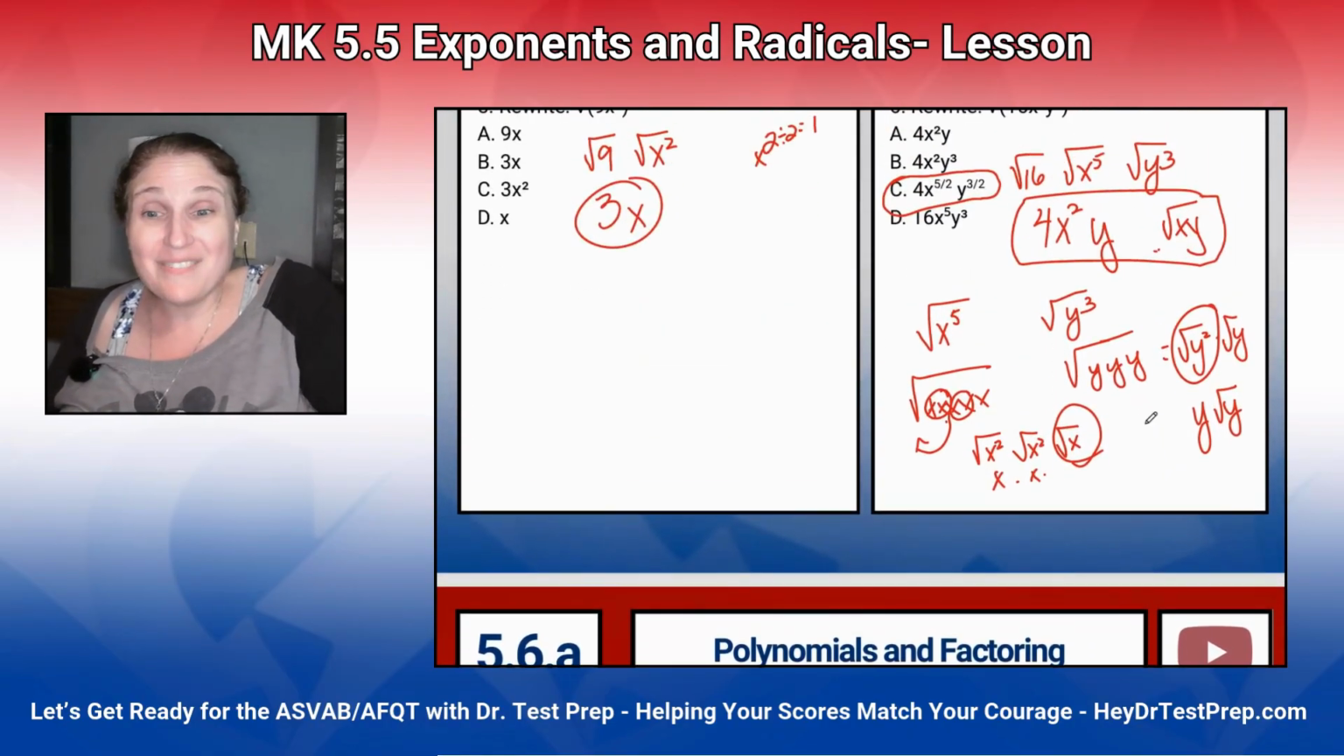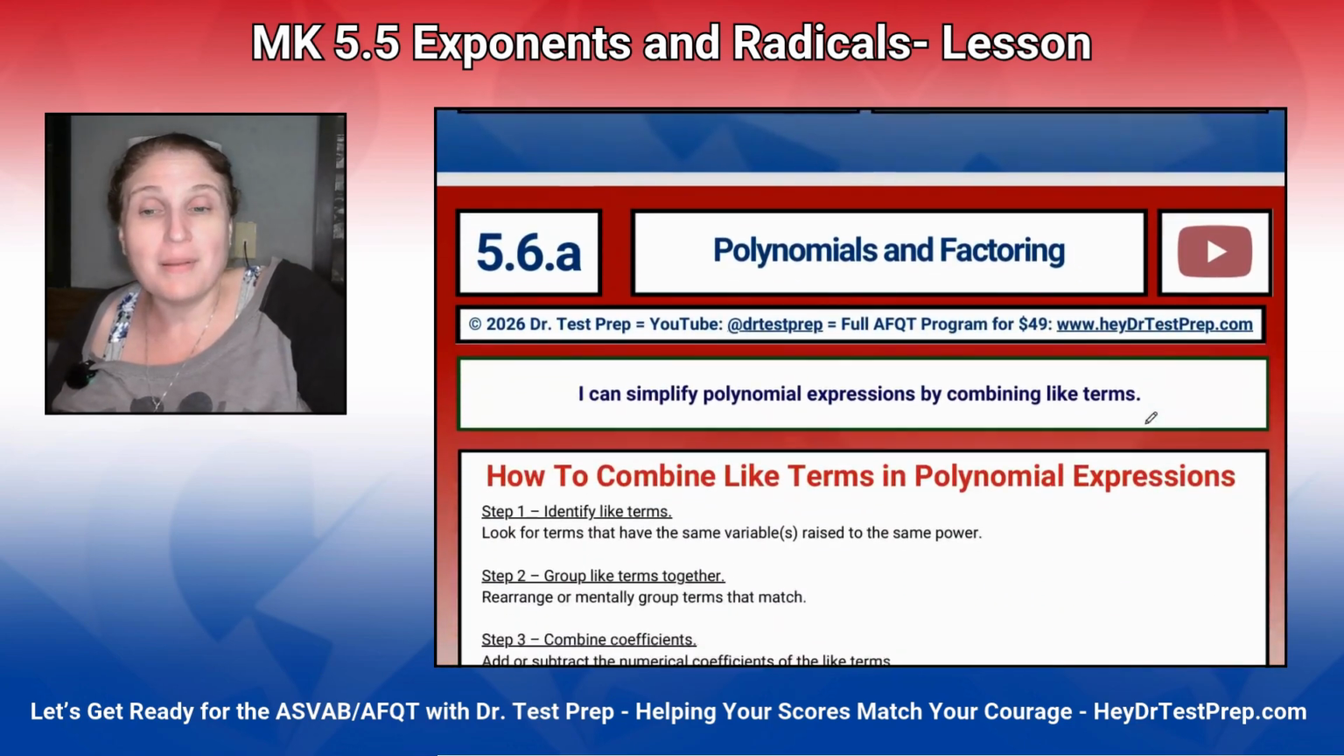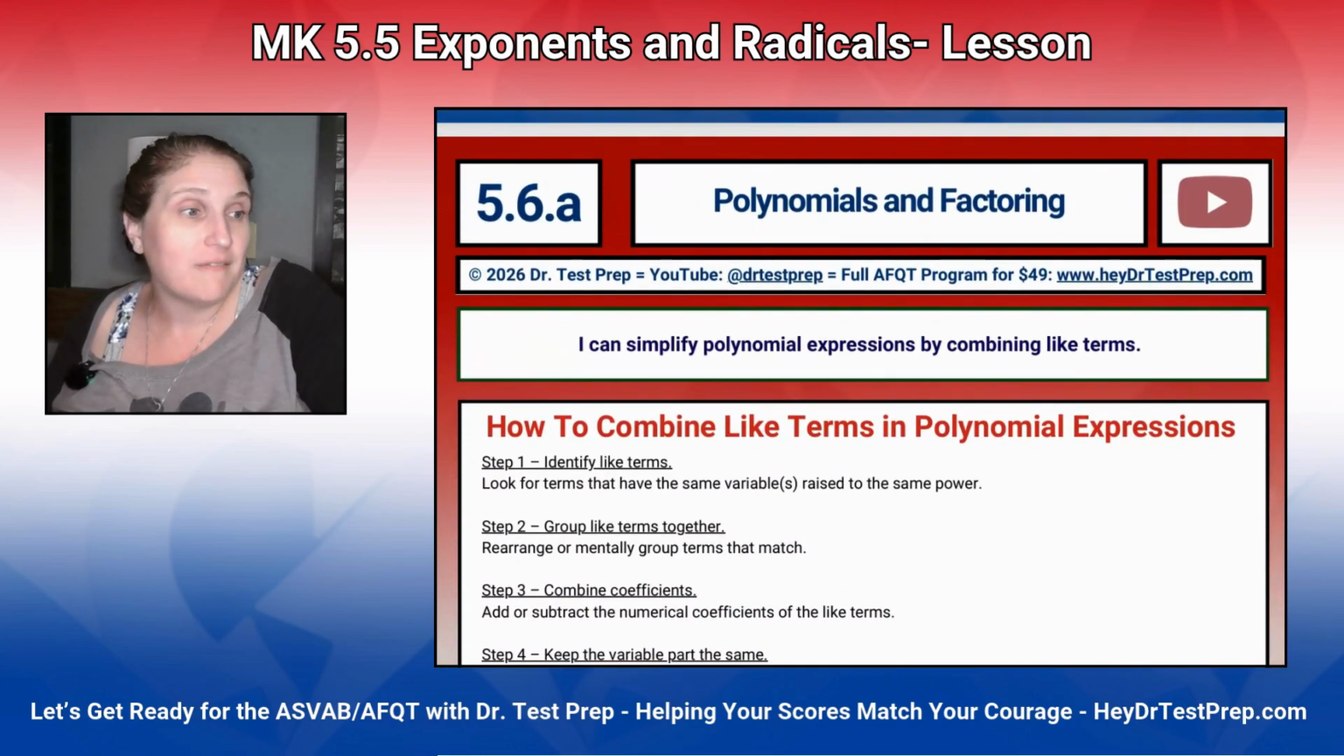Oh, that's the end of exponents. Our next lesson is on polynomials and factoring.